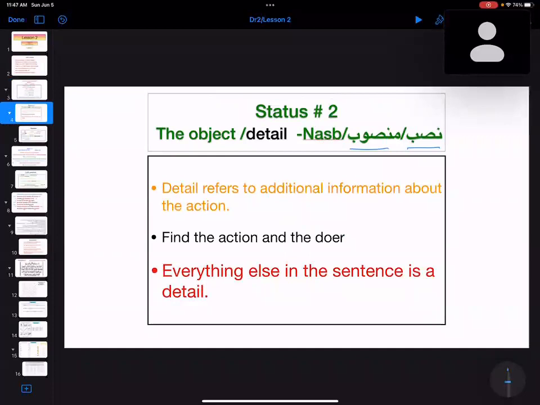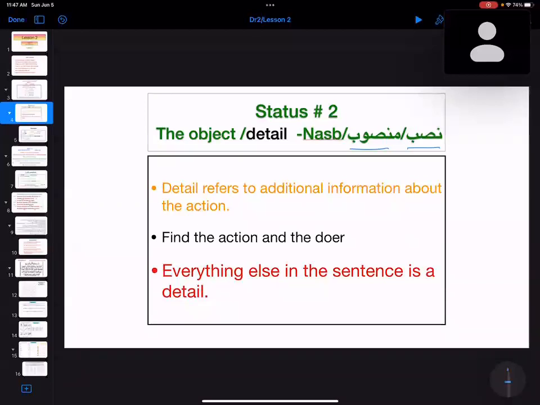For Rafa, we said we need to just find out what is the action and who did the action, and that who would be the main subject, would be the doer. If it is Jumla Ismiya, then we need to see, okay, who is this sentence talking about, and that person or thing, whatever it is, can be our main subject, and that can be the doer. Now detail is any additional information about the action or about the person.